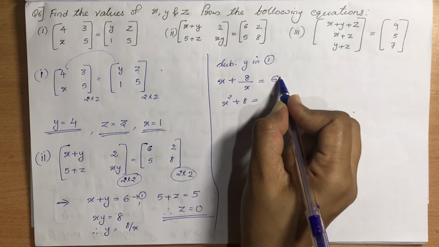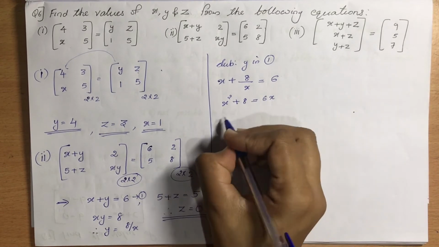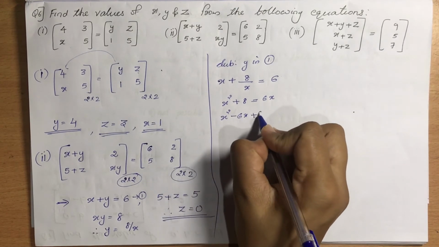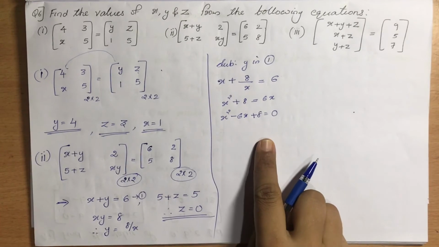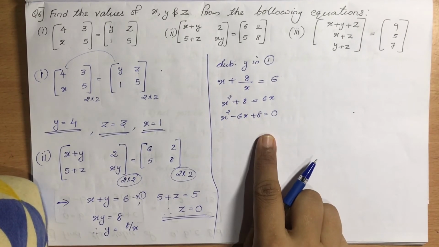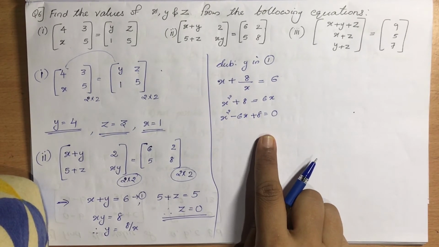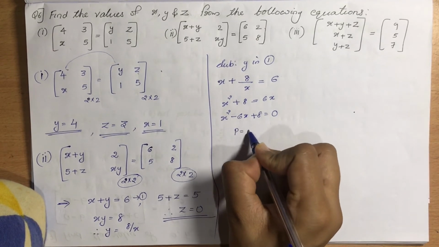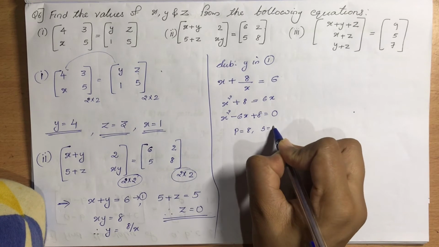The whole divided by x means this becomes, shifting means 6x, right? So x square minus 6x plus 8 equal to 0. With the sum and product, we can simplify this equation. That means we can find the value of x, y and z. For here, product is 8, sum is minus 6.